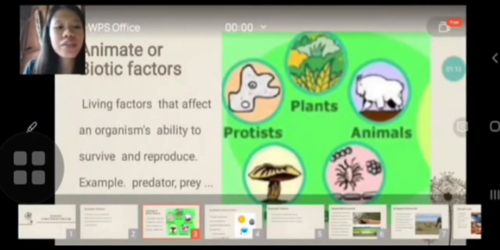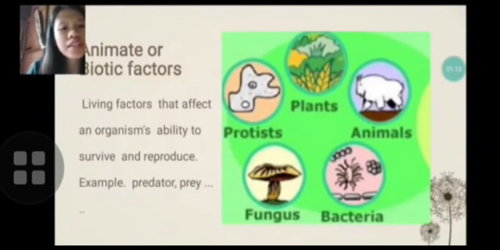Animate or biotic factors. Living factors that affect an organism's ability to survive and reproduce. So examples of these are predators, prey, insects, bacteria, plants, and so on.